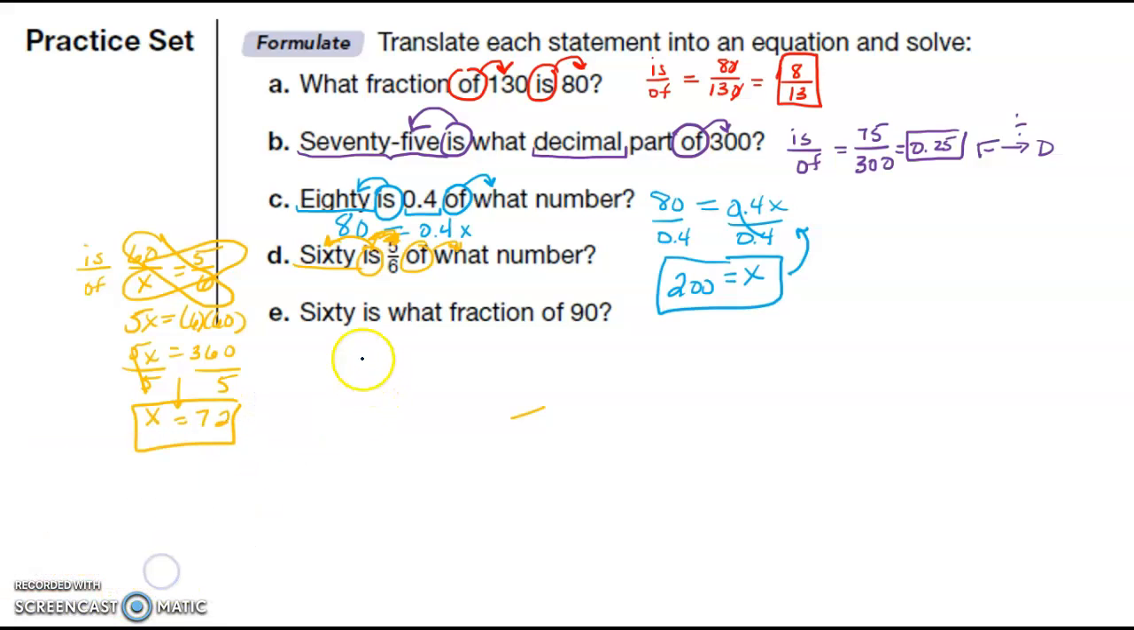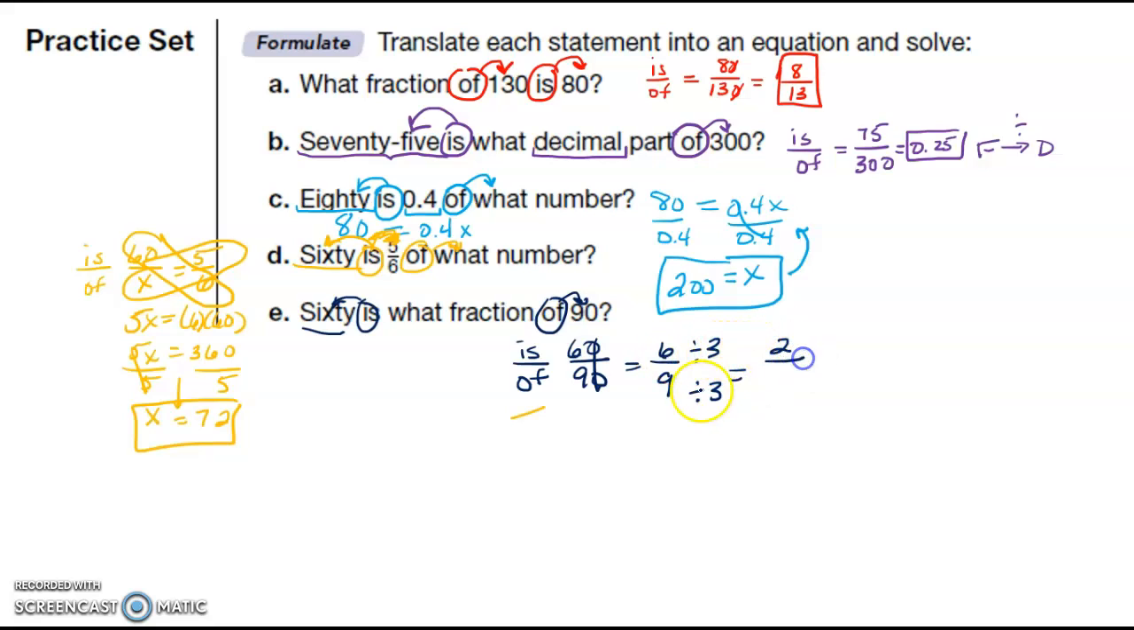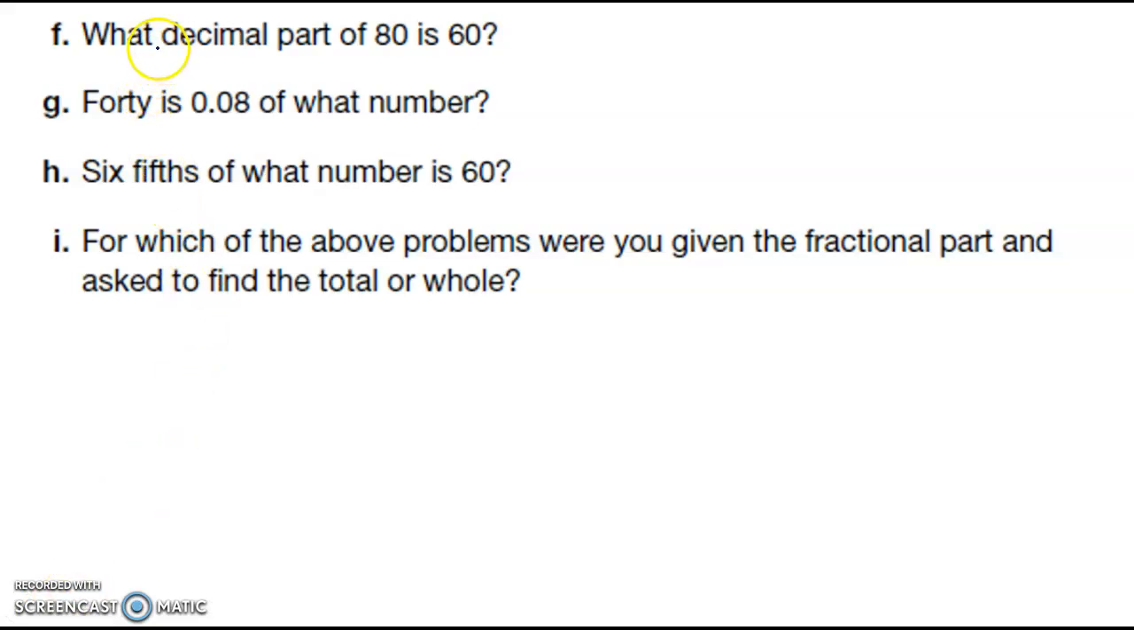And then the last one on this page, 60 is what fraction of 90? So again, we have our is over of. 60 is in the is, 90 is in the of, and now I have to reduce this fraction. So my zeros go away and I get 6 over 9. I'm going to divide by 3. 6 divided by 3 is 2. 9 divided by 3 is 3. And this is my fraction answer. So lots of different ways to do these.